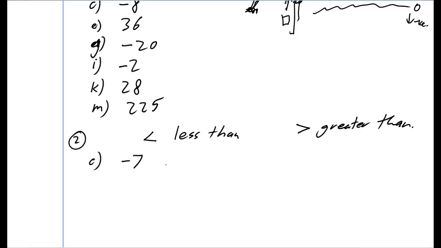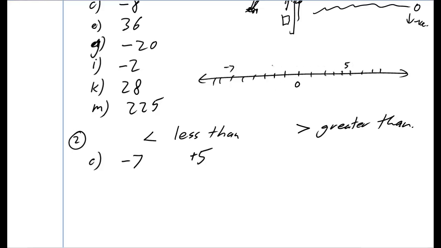Now, actually, I won't show that line there. That'll confuse it. Negative 7 and positive 5. Think of a number line. Okay, zero's in the middle. Now, negative 7 is back here somewhere. Positive 5 is up here.